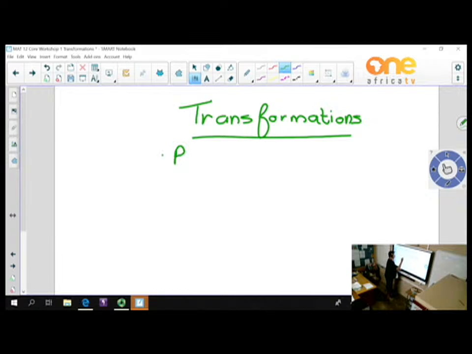So the first one is a reflection. And the reflection is done over a line of symmetry. You fold it on the line of symmetry.